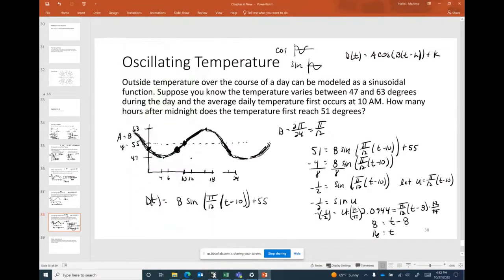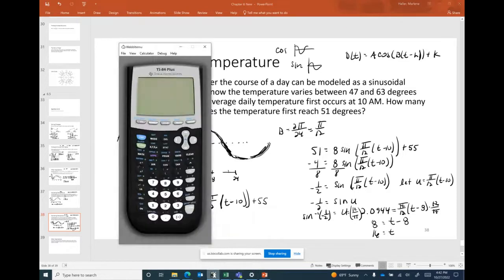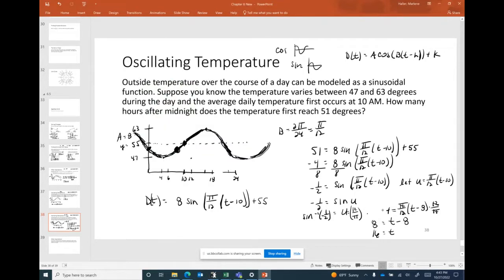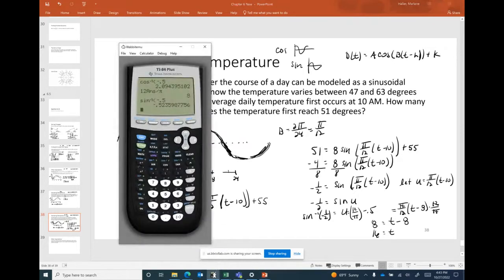Well, the inverse sine, we'll do inverse sine of both sides. The inverse sine of negative 0.5. There it is. It's a negative, and that should be fine. Okay, so it's a negative 0.523. We want the first occurrence, so that's right. So it's a negative 0.5236.